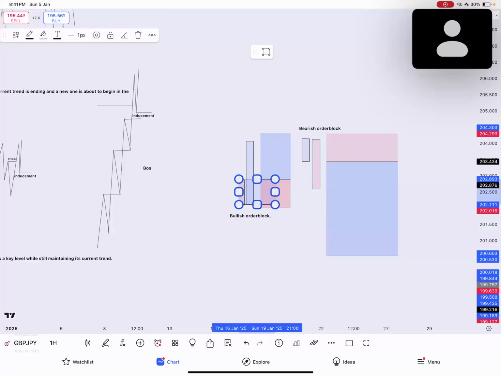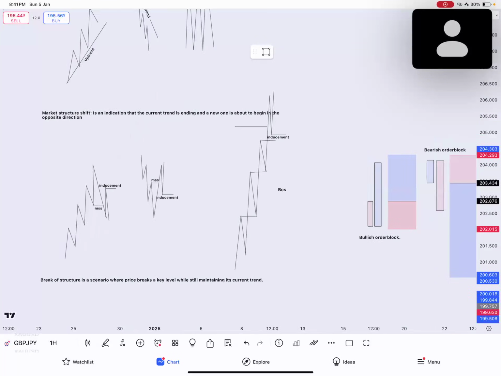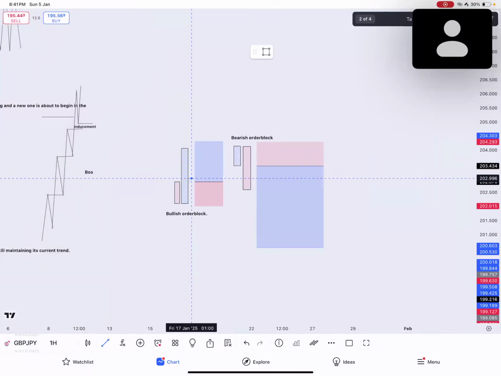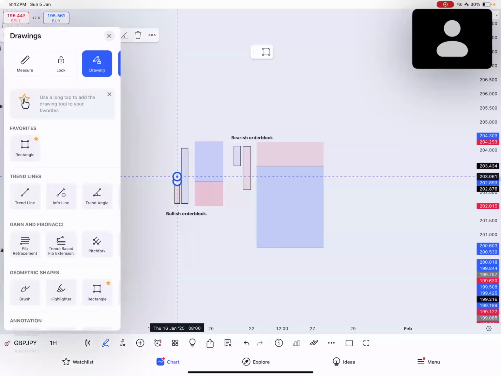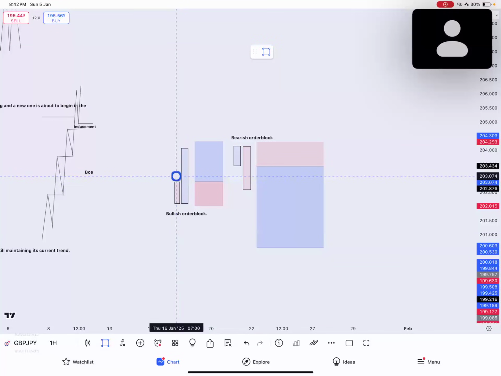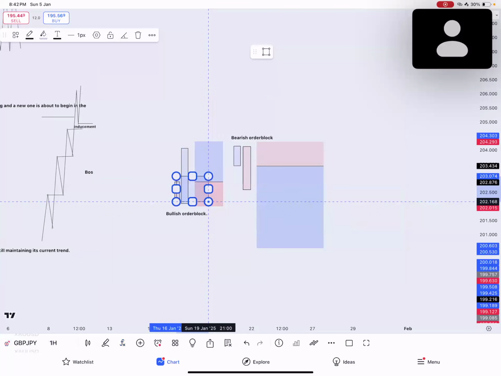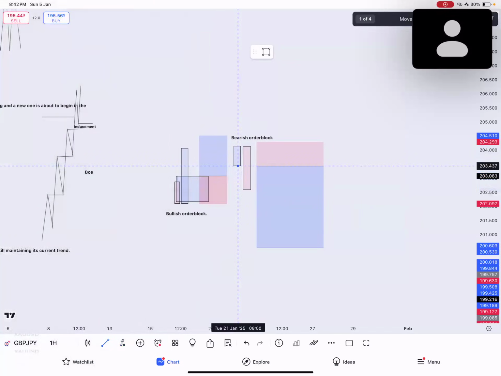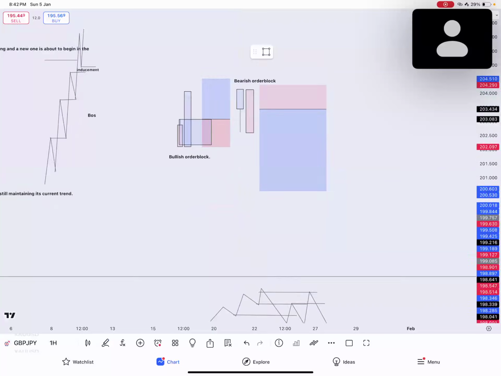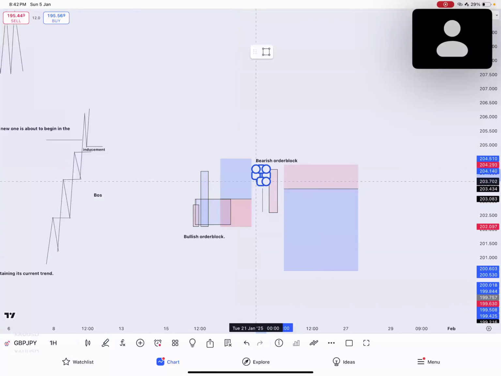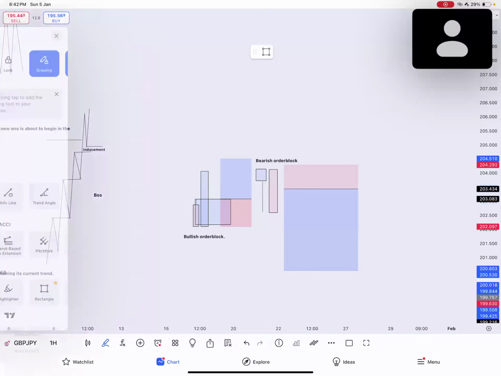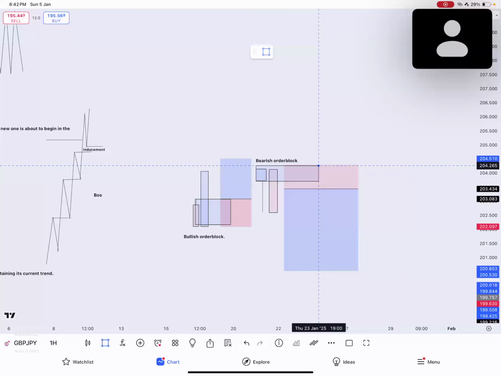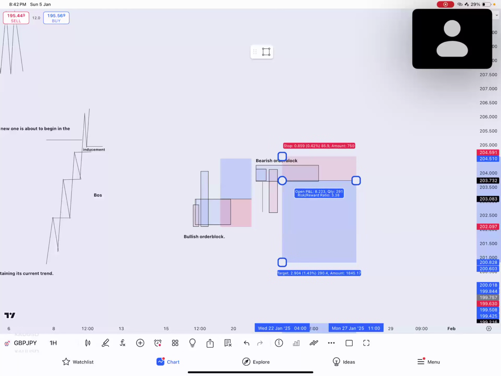Now, people will also ask, if there are wicks in your order block, how do you pick your entry? And there are rules to that. If the wick of the order block is smaller than the body of the order block, for example, this is the wick, and it is smaller than the body, then you can pick your entry from the wick of the order block. But in a case where the wick of the order block is longer than the body of the candle, for example, this is the body, and it's smaller, and this wick is longer than it, then you should pick your entry from the body of the order block.